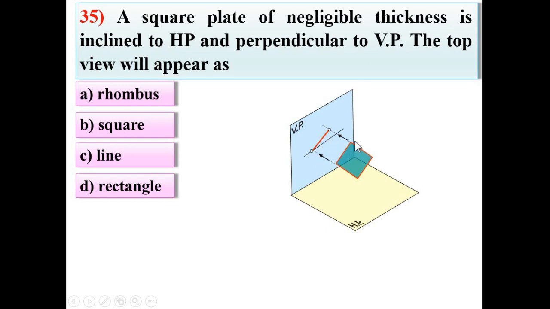And if I want to see the top view, then it is like that. And now you are able to give the answer. The top view will appear as a rectangle. So D is the correct answer.